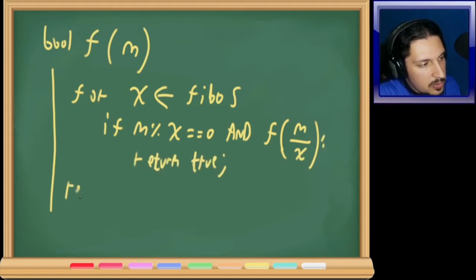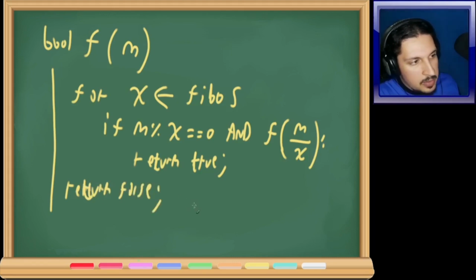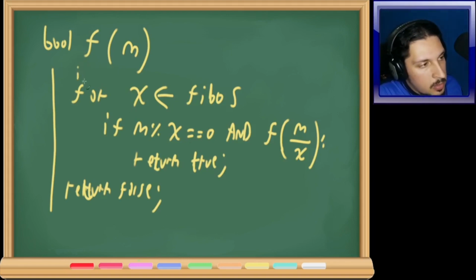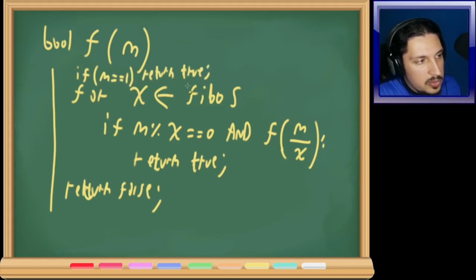If we fail to do this, we return false. This is actually lacking a base case, which can be fixed by adding an if here. If n equals 1, then we return true. We would consider 1 to be a product of an empty number of Fibonacci factors. So this is correct, but the problem is that this is way too slow. This is exponential in the number of Fibonacci factors.